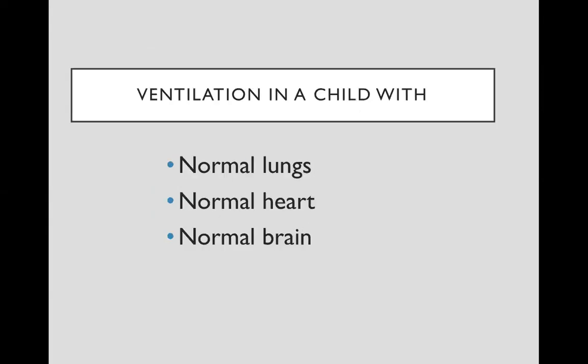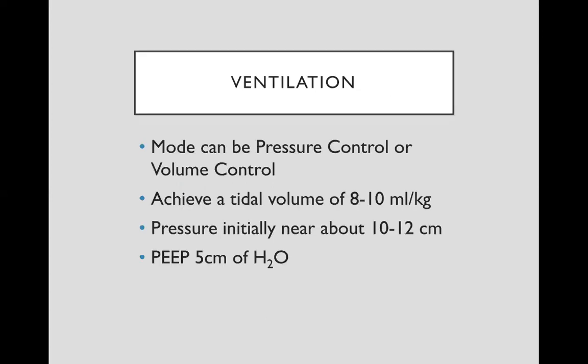So, let us first look and see how we would ventilate a child with normal lungs, normal heart, and a normal brain. Classically, a child with, say, maybe muscle pathology like a GBS or an SMA, where your heart and lungs are normal. In such a patient, you can use a pressure control mode or a volume control mode, achieve a tidal volume of 8 to 10 ml per kg, pressure initially somewhere around 10 to 12 centimeters with a peep of 5 centimeters of water, which is what we would call as physiological peep.